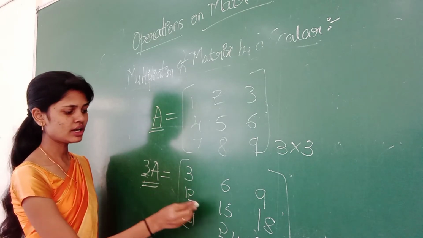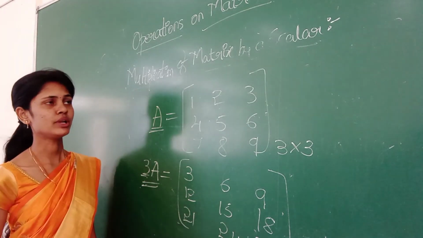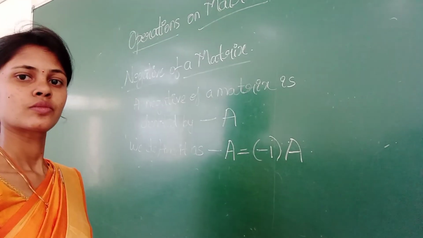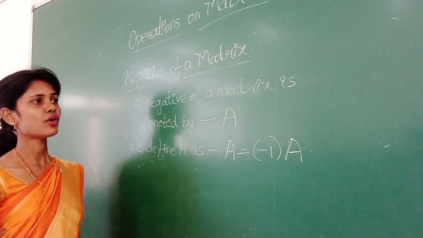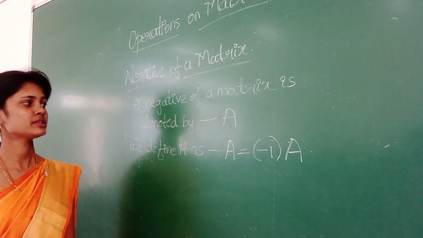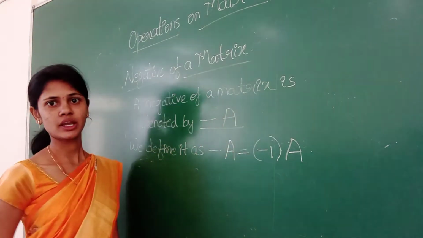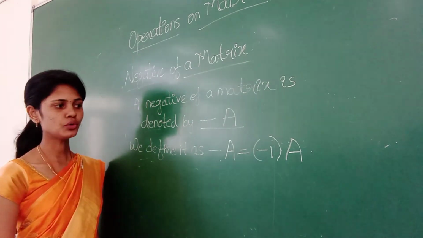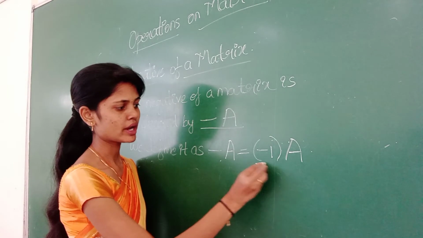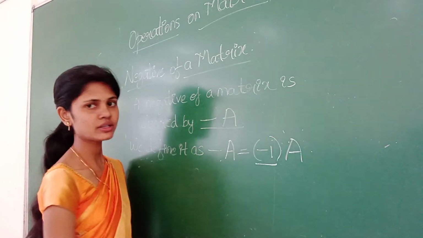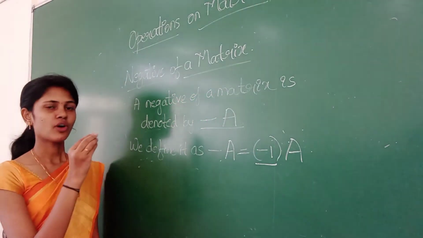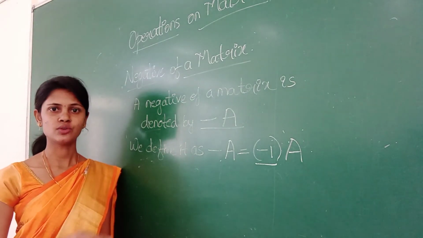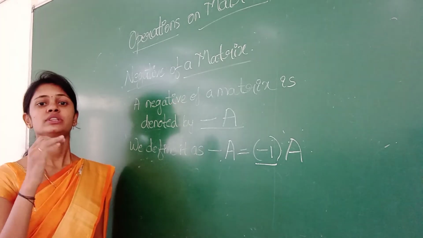Then the resultant matrix is the multiplication of the matrix by the scalar quantity. Okay. So next is negative of a matrix. Negative of a matrix is denoted by minus A and it is defined as minus A is equal to minus 1 into A. That means we must write minus 1 into the given matrix A.